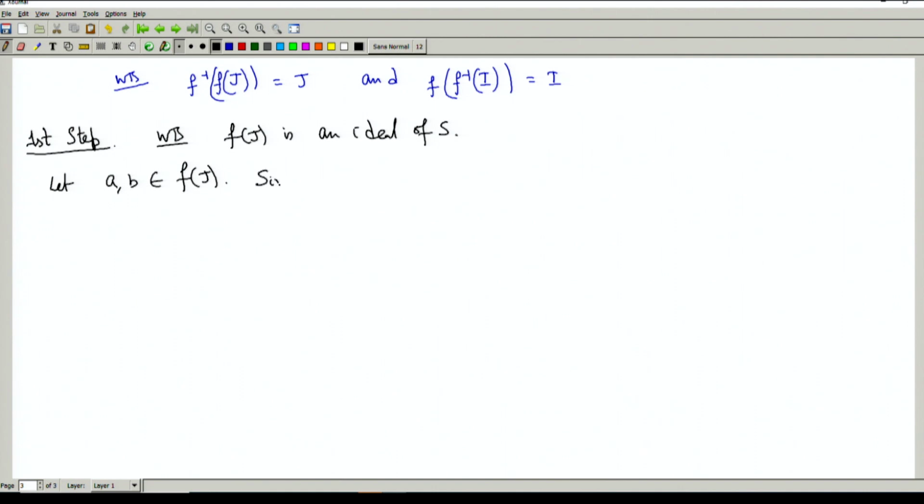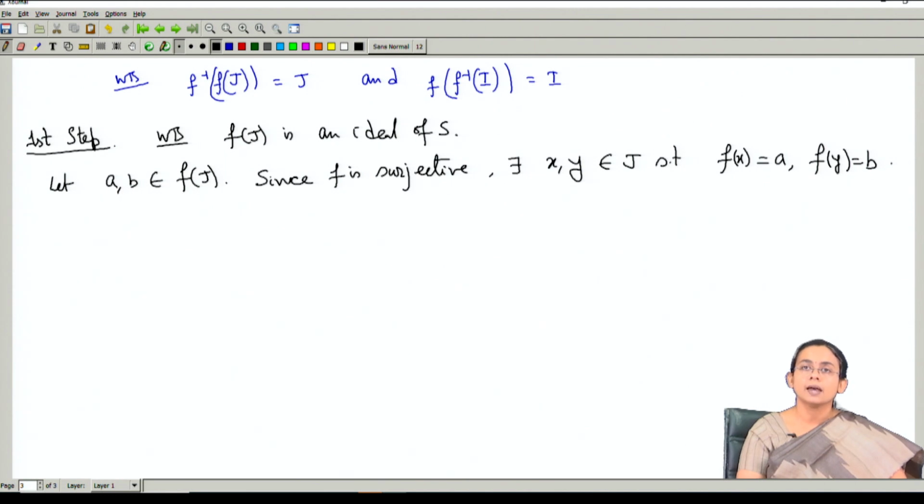Since the map F is surjective, there exist elements x and y in J such that F of x is equal to A and F of y is equal to B, because A and B are in F of J.